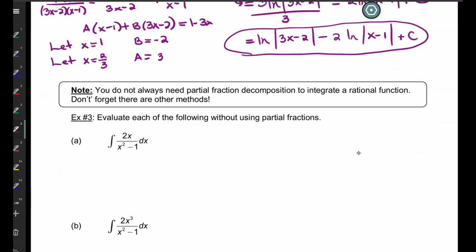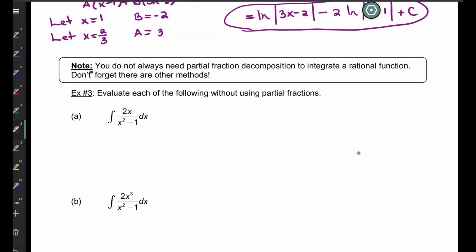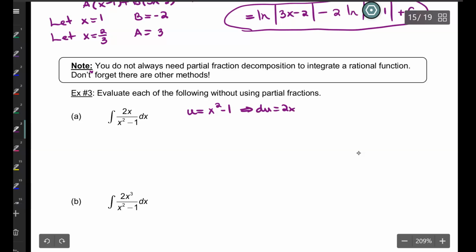Okay, quick reminder. You do not always need partial fraction decomposition to integrate a rational function. Don't forget that there are other methods. Oh, ignore the fact that I got an extra parentheses there. Okay, so this one, I would recommend u substitution, right? I would make u equal to x squared minus 1. So du is 2x dx, which I happen to have here. So therefore, this can be rewritten 1 over u du. So we get natural log absolute value of u plus C. So natural log absolute value x squared minus 1 plus C.